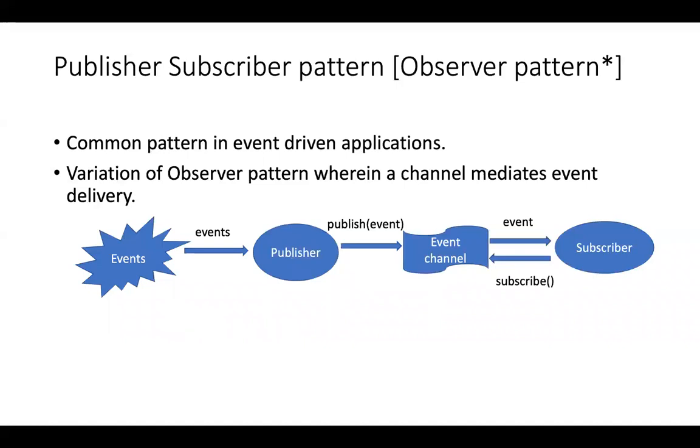Okay, then the pub-sub pattern. This is also a related pattern, and we will see how this is related to the observer pattern. It's a common pattern in event-driven applications, and there is a channel in between which is mediating the delivery of the event. So we have changed the nomenclature a little bit. There is a subscriber, a publisher, and then there is a channel. The channel will be getting the events, and the events will then be given to the subscriber who is subscribing on the event channel. All of these are still abstractions. We will see a little bit how it comes into our picture.